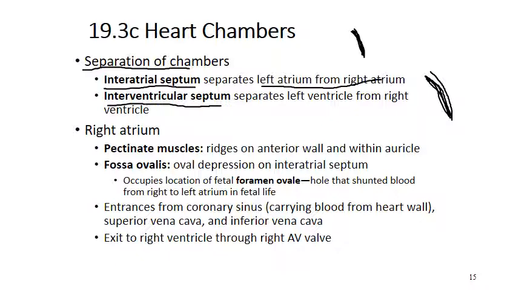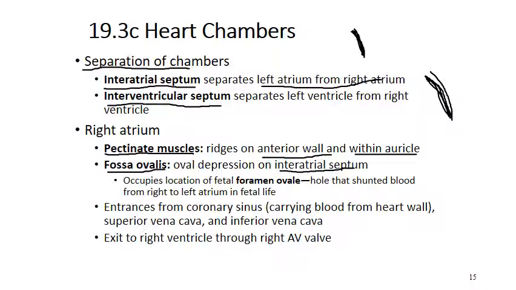Then our right atrium, talking a little bit about that, we have these muscles called the pectinate muscles, which are ridges on the anterior wall and within the auricle, those little ear flaps of the atria. Also in the right atrium, we find the fossa ovalis, which is an oval depression on the interatrial septum, what we just talked about here that separates the left and right sides.